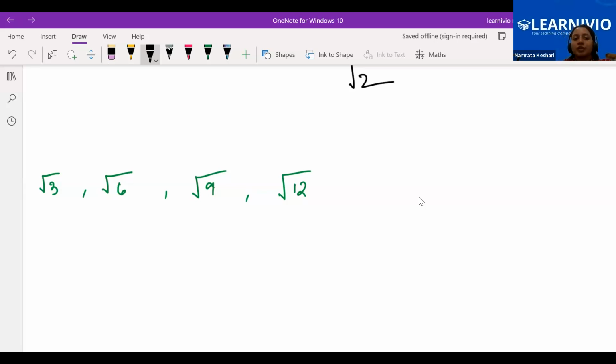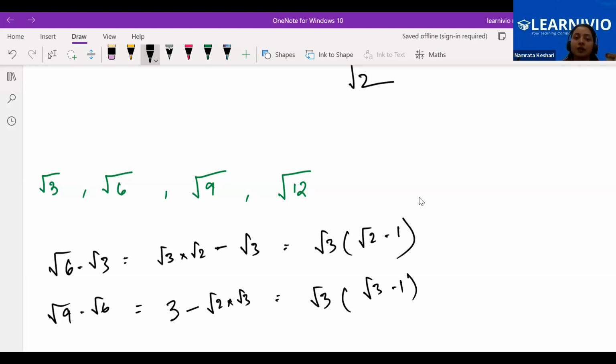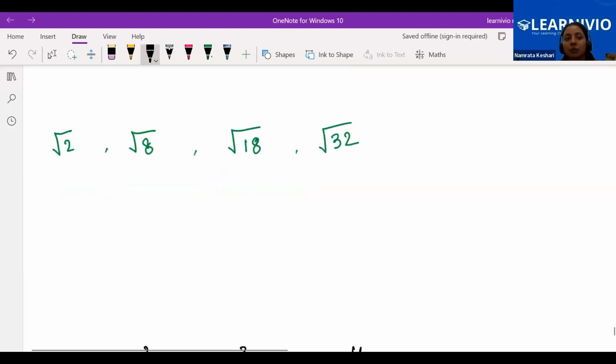No, it's not in AP. When we do root 6 minus root 3, root 9 minus root 6, whatever calculation we try, it will not be possible. Both results will not be the same. Even if we take common factors, maybe root 6 can be written as root 3 into root 2, minus root 3, it will not be in AP. 9 can be written as only 3, 6 can be written as root 2 root 3. If we take out root 3 common, it will not come out in AP. So if it is not in AP, then no need to worry about the common difference and the next three terms. Next one, is it in AP?